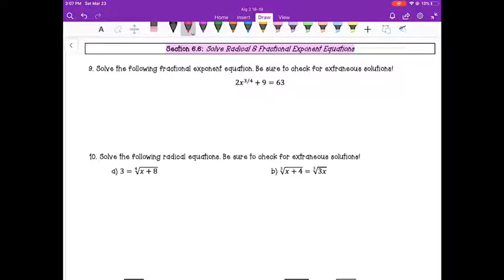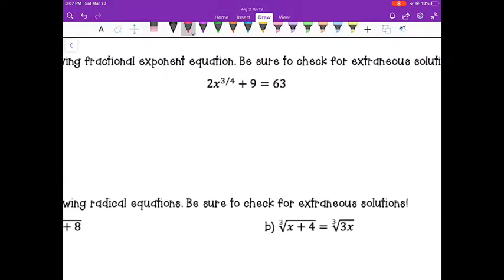And our last page brings us to our last section, section 6.6, solving radical equations and equations with fractional exponents. So if I want to solve and check for extraneous solutions, my goal is to isolate x. So that's going to involve subtracting 9. So 2x to the 3/4 equals, that's going to give me 54. And then dividing both sides by 2. So x to the 3/4 equals 27.